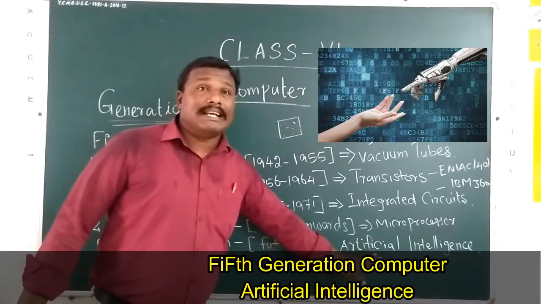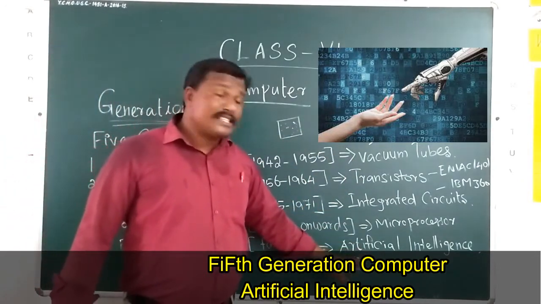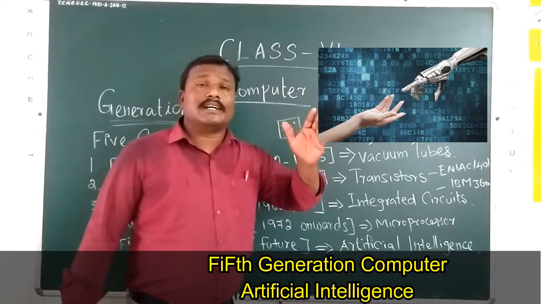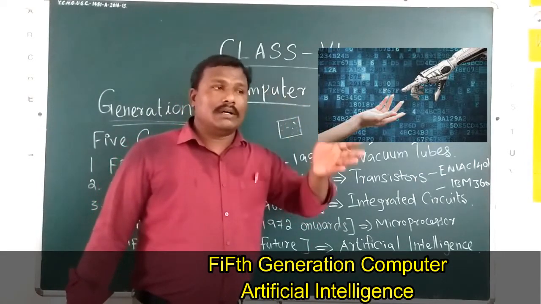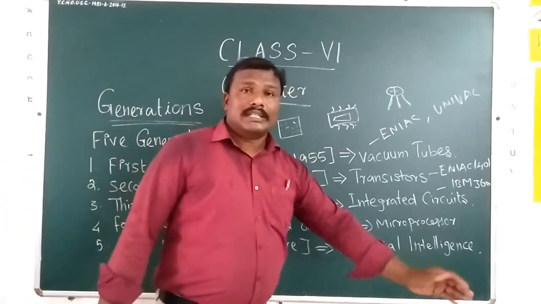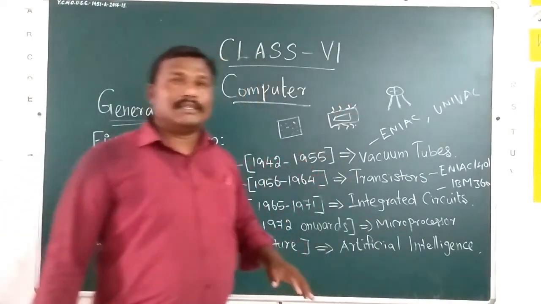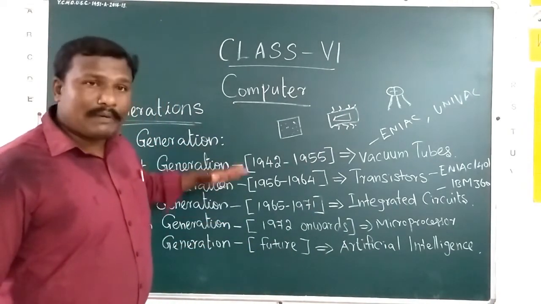Then fifth generation computer is the future, artificial intelligence, simply called AI. This computer will think itself. The machine will think like a human. So artificial intelligence means the machine will think itself like a human being. So these are the generations of computer.